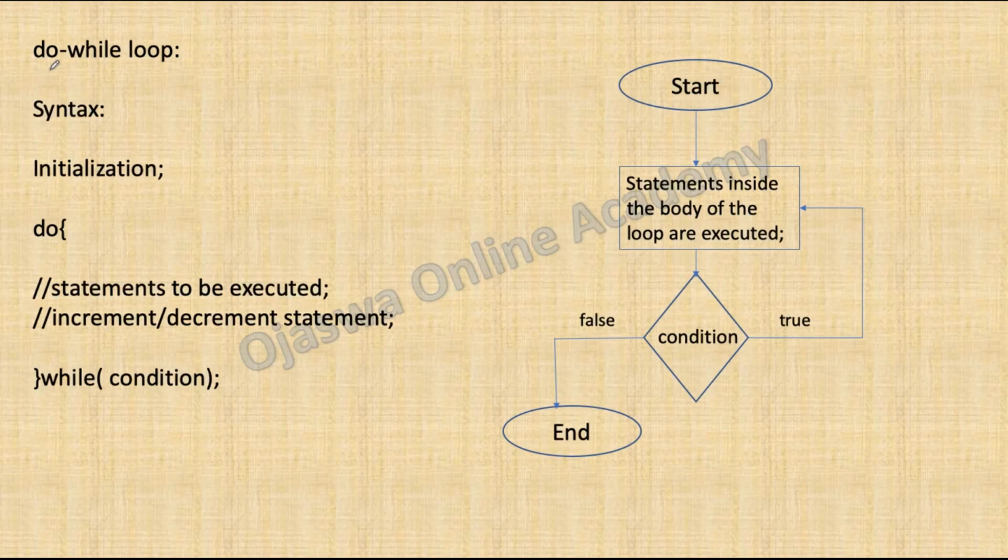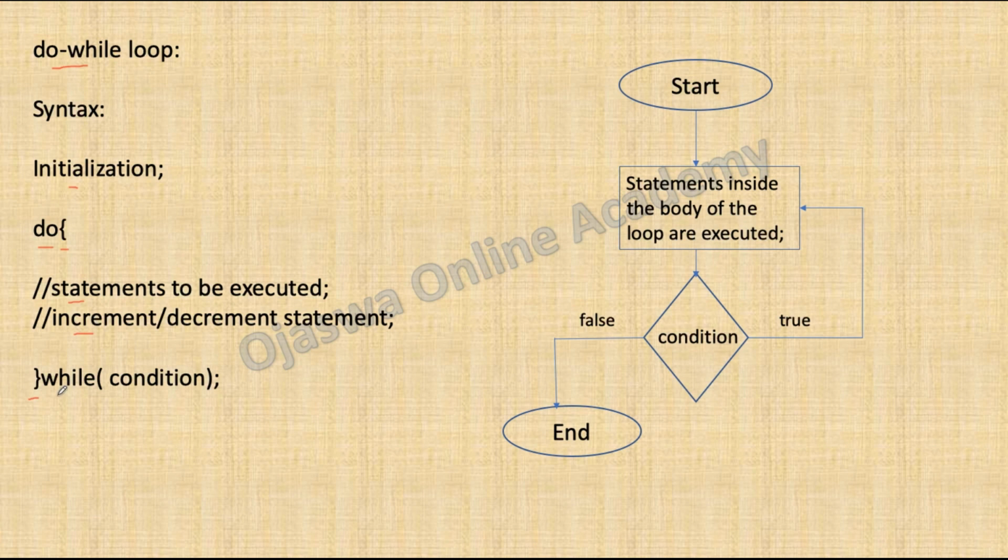In this video, we are going to learn do-while loop. Syntax for do-while loop is initialization of the variable that is used to iterate the loop is done before the do block. Do keyword, open the curly bracket, close the curly bracket, and you write the code inside the do block. Increment or decrement of the variable is also done inside the do block.